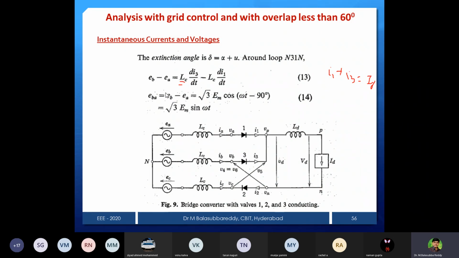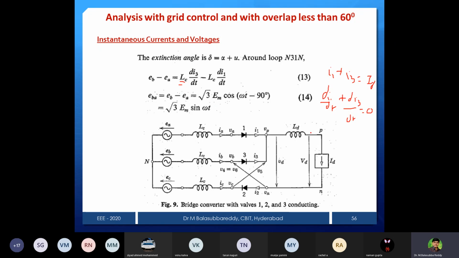LC will come to this side. Then what I can write: root 3 M by LC into sin omega t is equal to di3 by dt minus di1 by dt. And here you can apply differentiation. Then what I can write, di1 by dt plus di3 by dt is equal to 0, because ID is a constant.